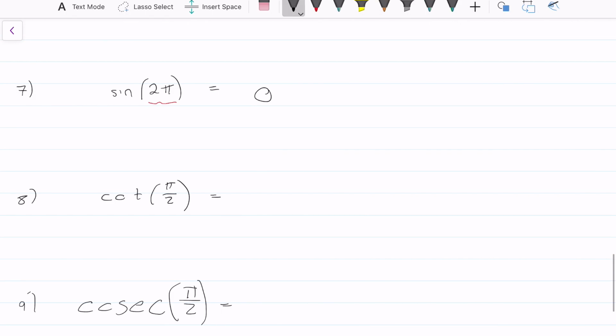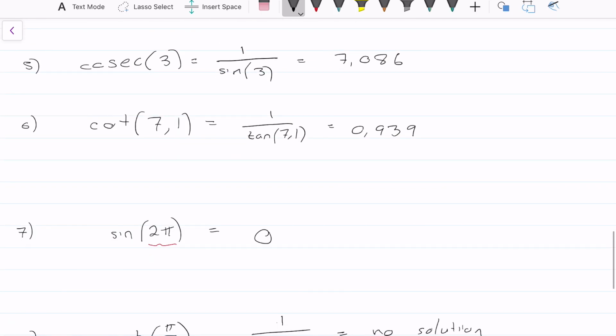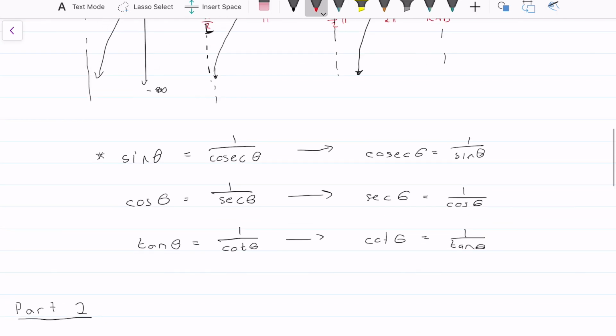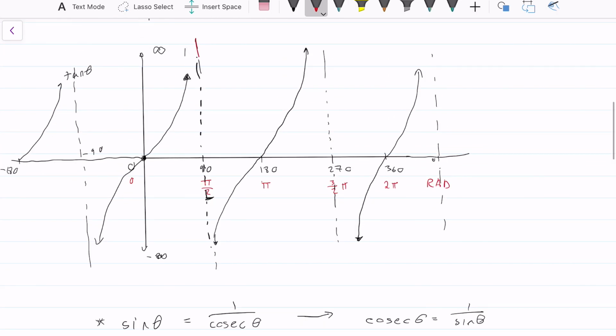Going on to the next question, cot of pi over 2. That's 1 over tan of pi over 2. If we put this into our calculator, we get an error. There is no solution. Does this make sense? Why is there no solution to this question? Let's look at our tan graph at pi over 2. We have an asymptote right here. So it makes sense that there's no solution. The graph can never cut pi over 2. That's the reason why we get no solution.